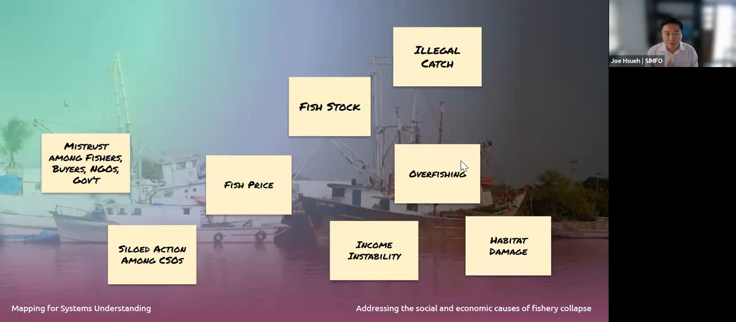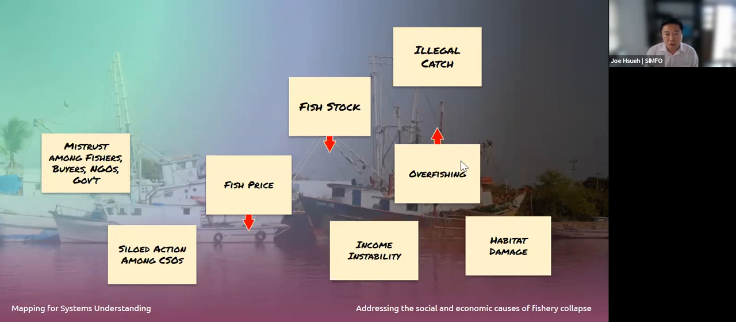So what are the system's challenges? What are the system challenges? Let's start using mapping as a way to help us unearth it. Here are some of the key variables that begin to capture that. The problem is overfishing, which causes the fish stock to go down.